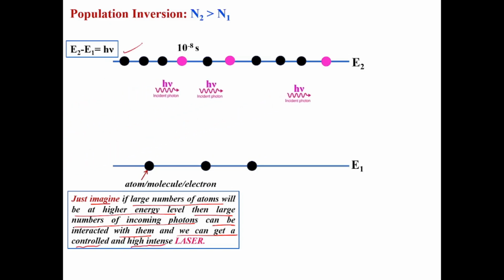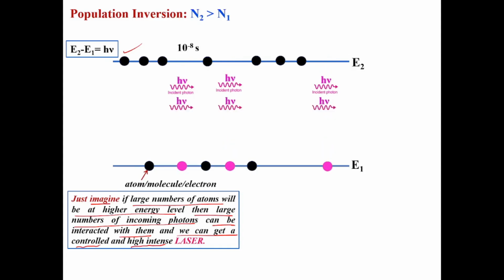Now, three photons interact with three atoms, and the excited atoms are stimulated like this and transit to the lower energy level by emitting photons having the same energy or same wavelength. That means we used three photons, and after stimulating, we got another three photons with the same frequency and same phase. That means we got highly amplified, highly intense laser action.